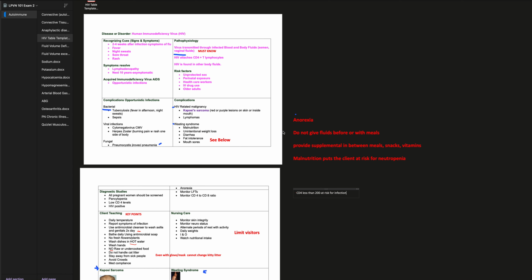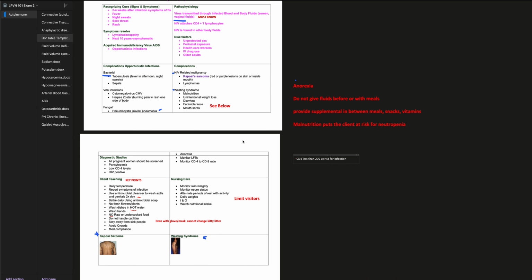So for anorexia, do not give fluids before or with meals. Provide supplemental meals, snacks, and vitamins in between meals. And then malnutrition puts somebody at risk for neutropenia, so we want to watch that. A CD4 level less than 200 means they're going to be at risk for infection. So those are key points.